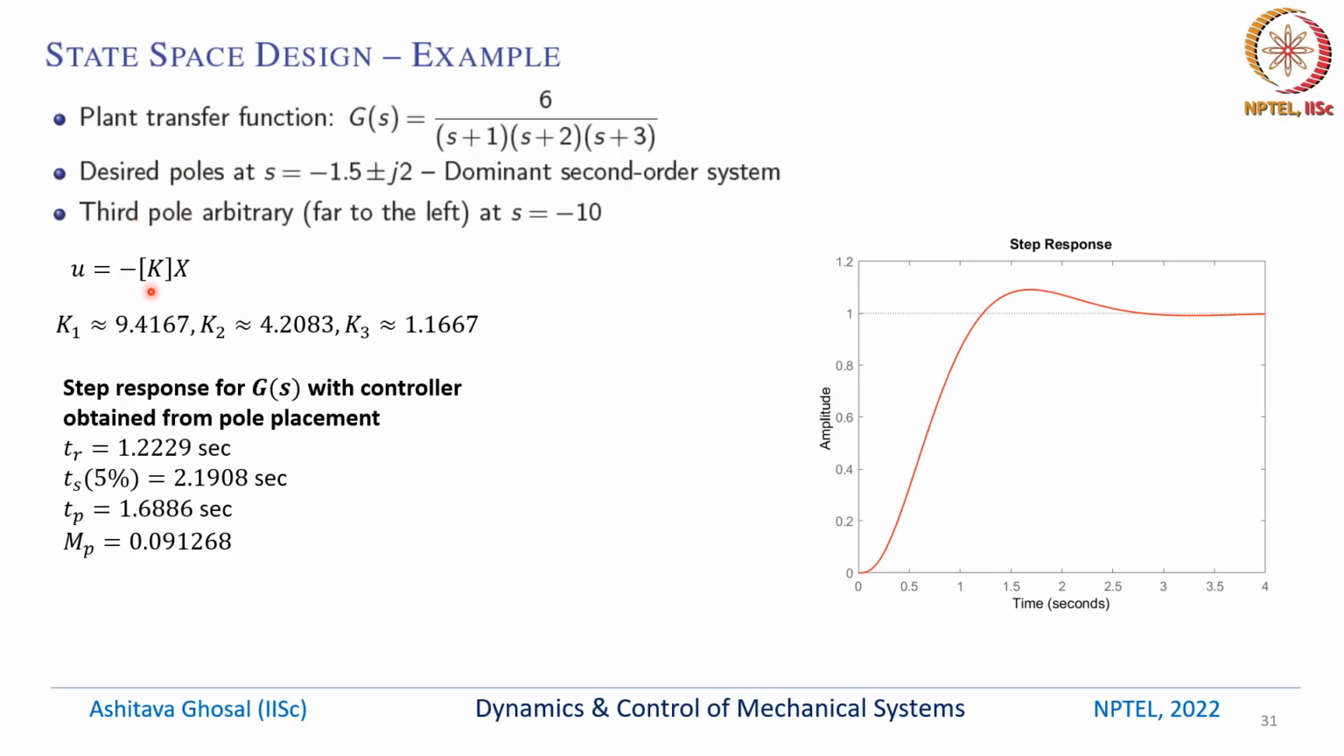So we have u equals minus Kx. We have done this earlier and we showed that K1 is 9.41 and so on, K2 is 4.208 and so on, and K3 is 1.1667. We can give this system in MATLAB and we can plot the step response for such a system with full state feedback, and it looks like this. So we have this step response, and this is the amplitude, and you can see that the rise time is 1.22 and so on. The settling time for 5% is 2.19.